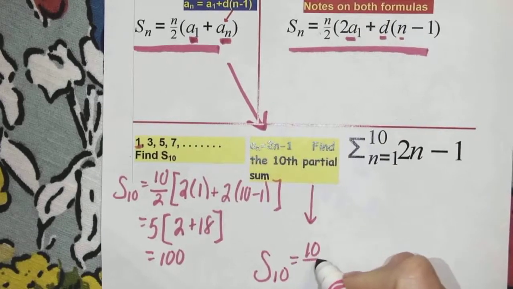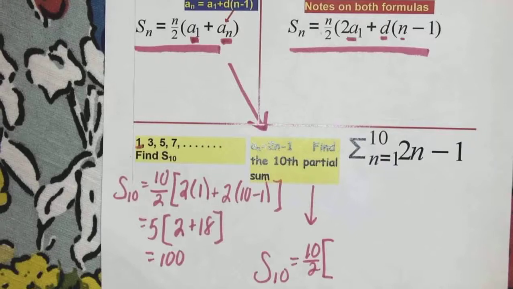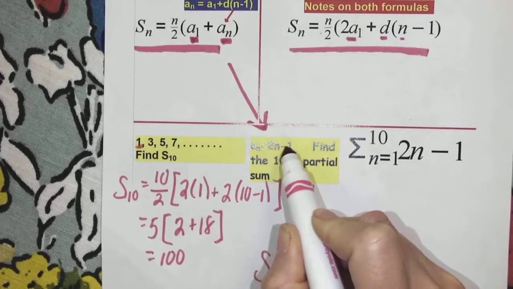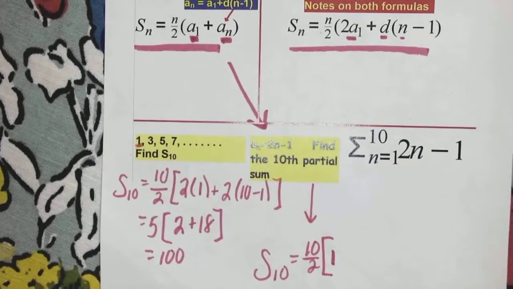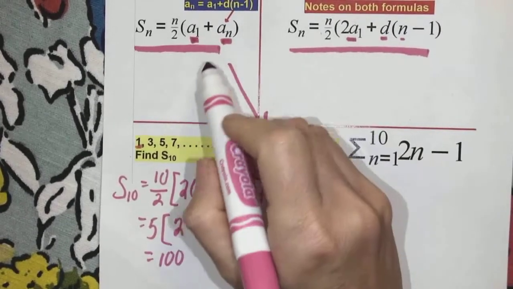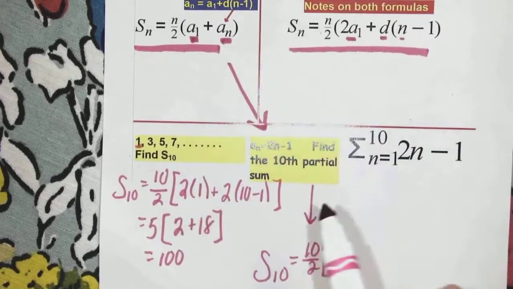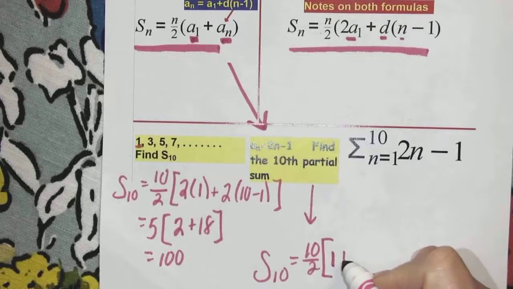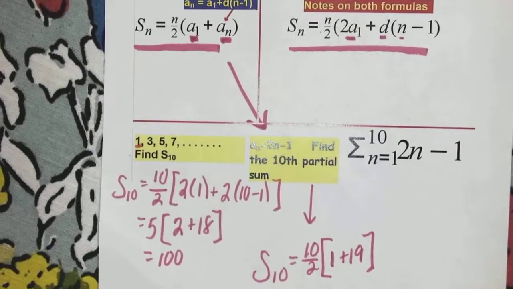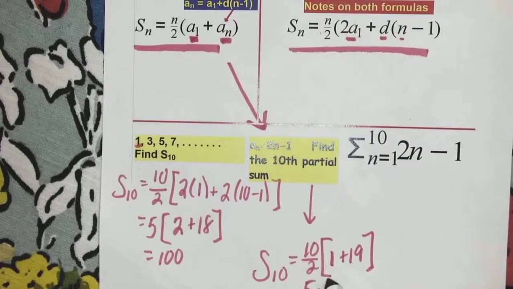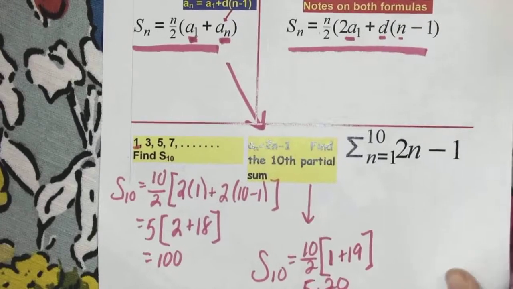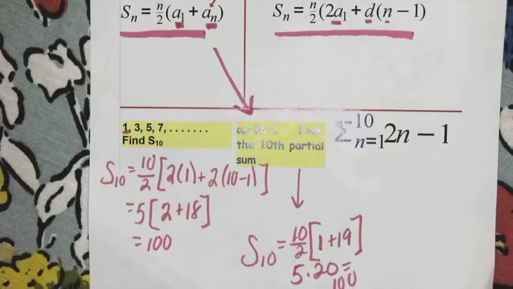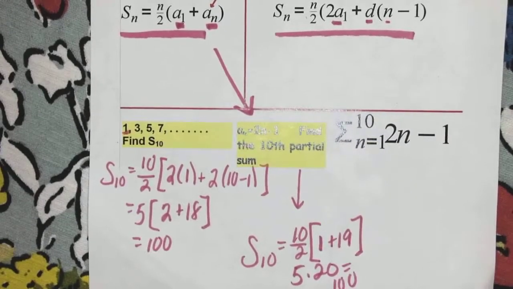Again, n is 10. And I would need the first term. And to find the first term, I plug in a 1. 2 times 1 minus 1 is 1. I'd also need the 10th term. If I look here, a sub 10, I'd need the 10th term, so I'll plug a 10 in. 2 times 10 is 20. 20 minus 1 is 19. And I would have 5 times 20 equals 100 again. So I get the same thing, same problem, I should get the same answer.